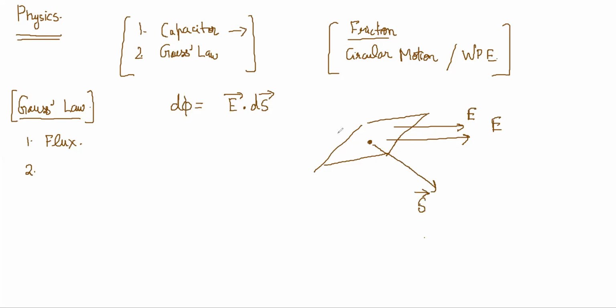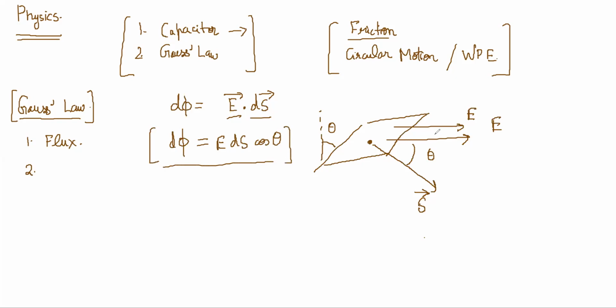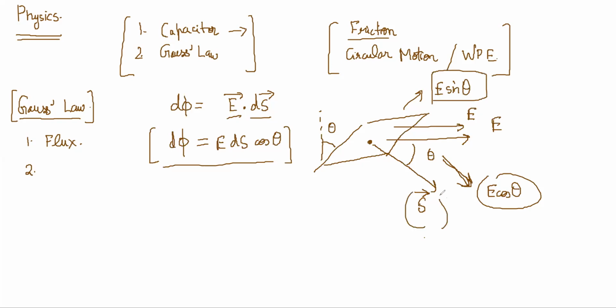Yes, sir. Now basically there is an angle theta, which is the angle between E and S, right? So flux is defined to be E dot ds, that means E ds cos theta. Basically, it is the amount of the field that crosses perpendicular to the area. E cos theta would be the component of E in this direction, and E sin theta would be this component. So E cos theta into S is the flux through this surface.